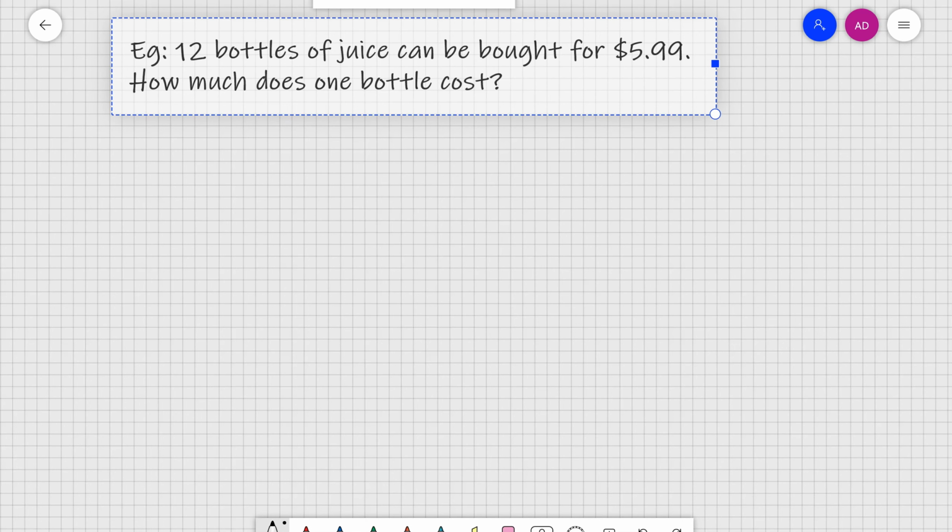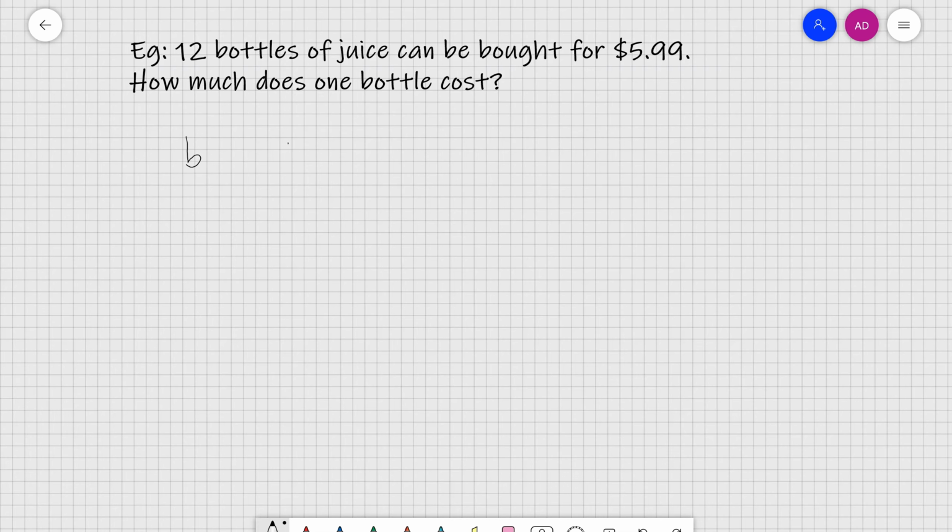Let's solve it. It's about bottles and dollars, right? 12 bottles of juice can be bought for $5.99. How much does one bottle cost? So one bottle, so it's about bottles. I'm going to put it under the bottle here. One. How much does it cost? It's about dollars. I'm going to put it here.